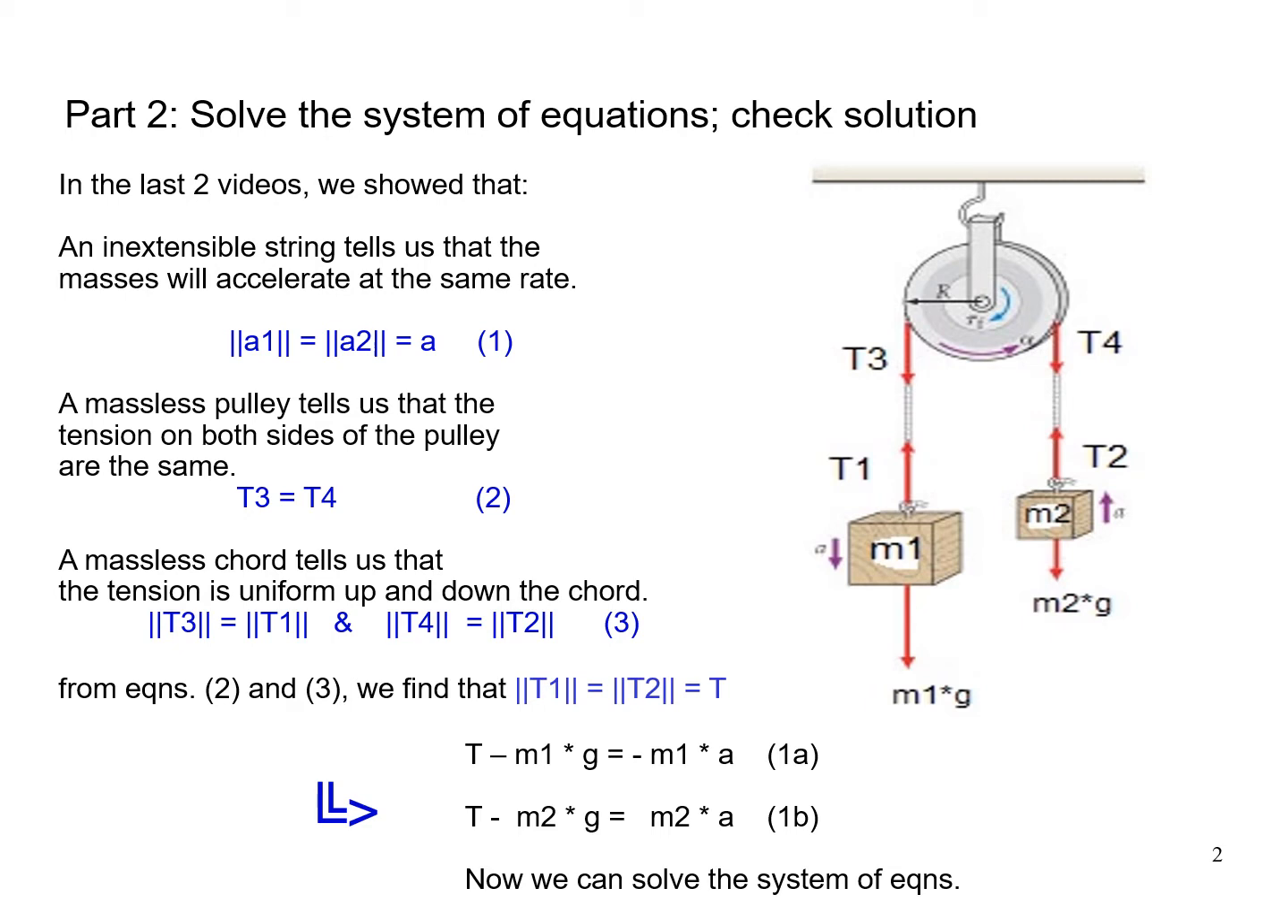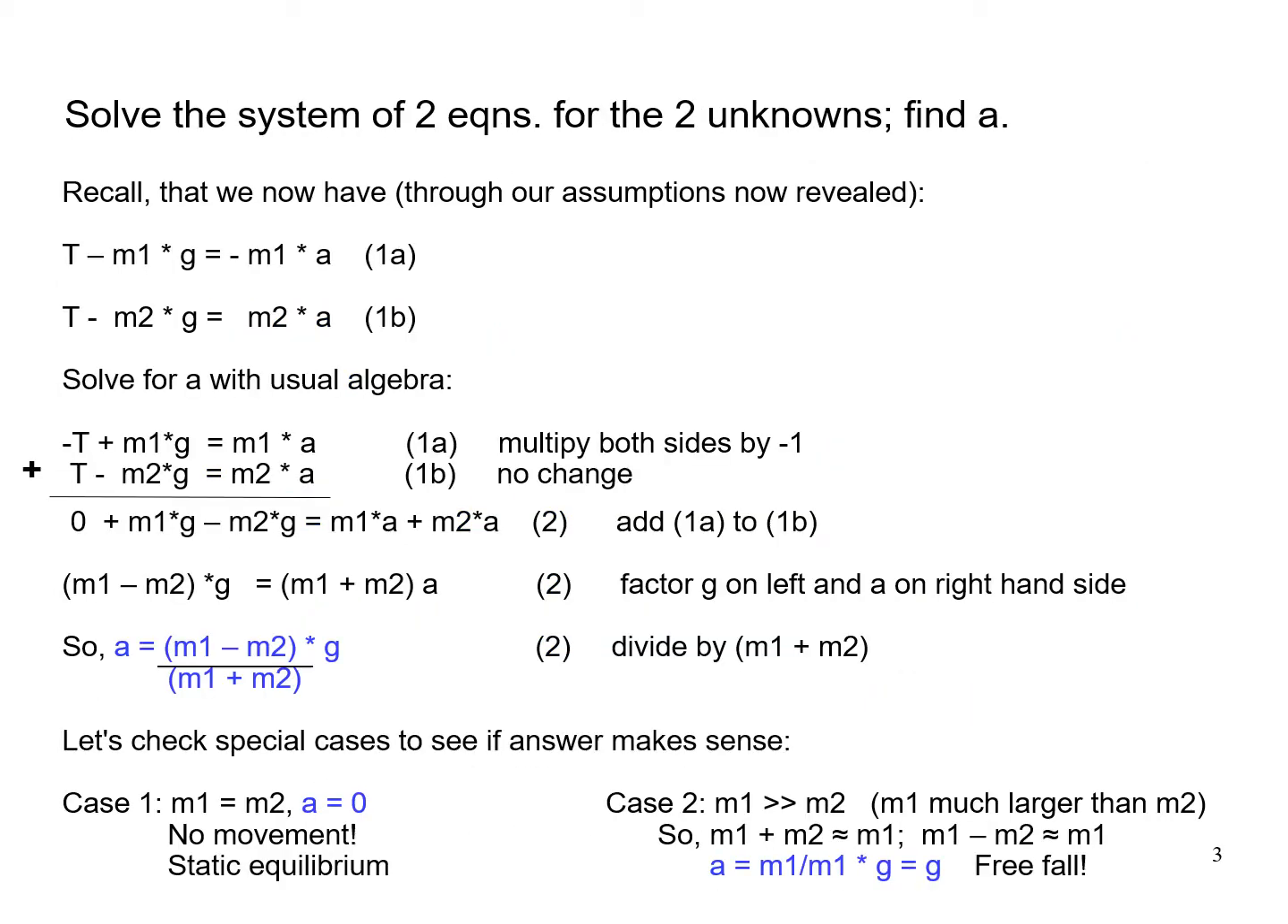We then use these results to reduce the number of unknowns in our system of two equations from 4 unknowns to 2 unknowns. In this video, we're going to solve the system of two equations with 2 unknowns and then examine our results and attempt to extract some more insight on the dynamics of the ideal Atwood machine. Now, there are any number of legitimate ways to solve this system of equations. For example, we could solve equation 1a for T, and then substitute our answer for T into equation 1b, and then solve for a, the acceleration of the masses.